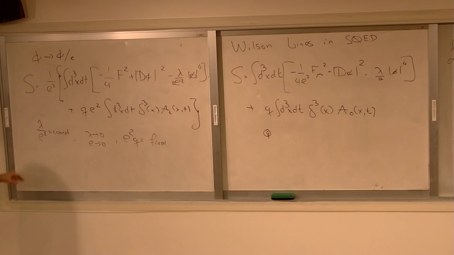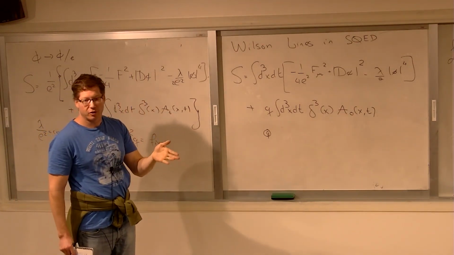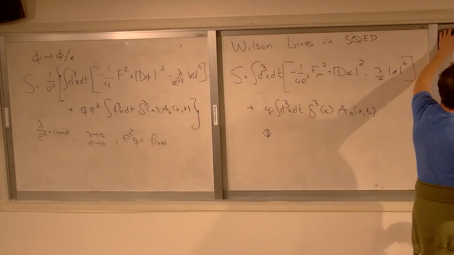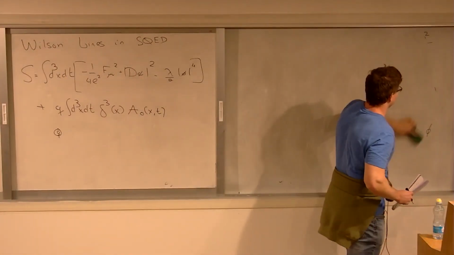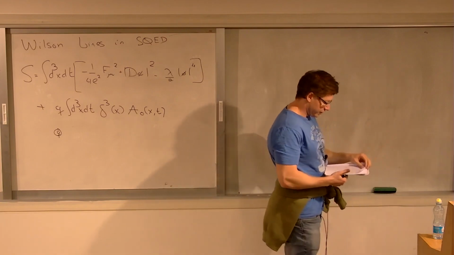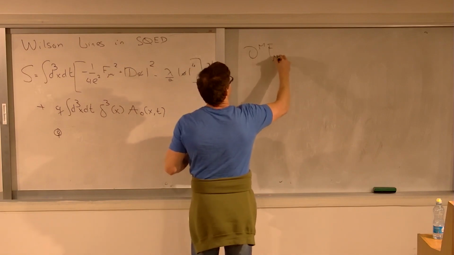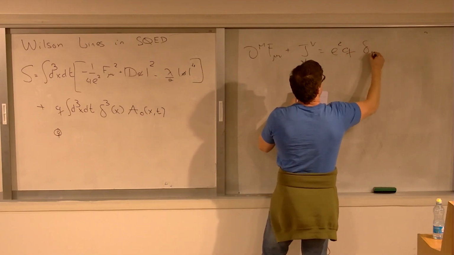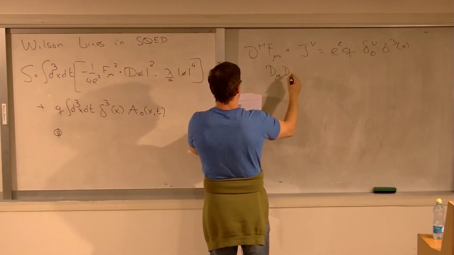Okay. So this is nice because we can think about it as 1 over h bar. And now we have a nonlinear differential equation. So the spectrum of Wilson lines boils down to solving a nonlinear differential equation. We have to find the solutions of a nonlinear differential equation, which is essentially the equation of motion. That's how we do semi-classics, right? We find the saddle point, and then we expand around the saddle point. So the saddle point equation is d mu f mu nu plus j nu equals e squared q delta 0 nu delta 3x. This is just a scalar field and a gauge field around a charged nucleus.